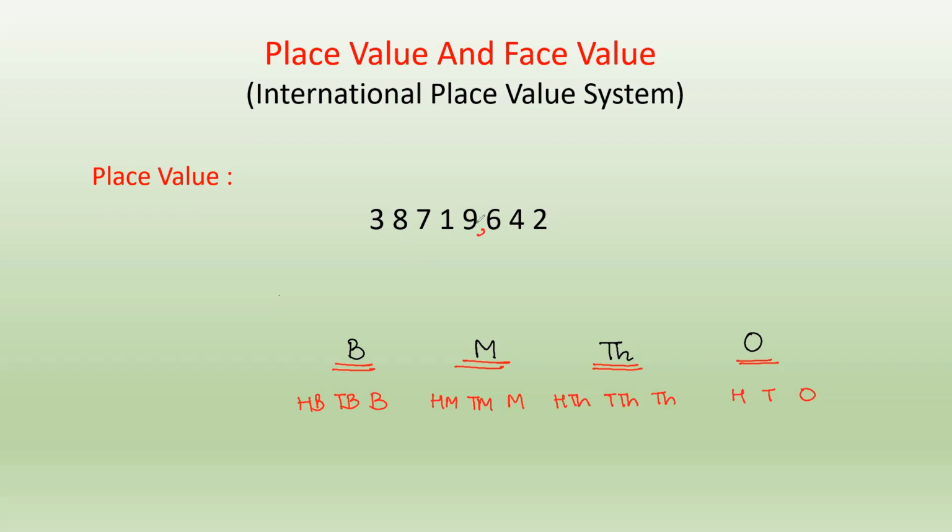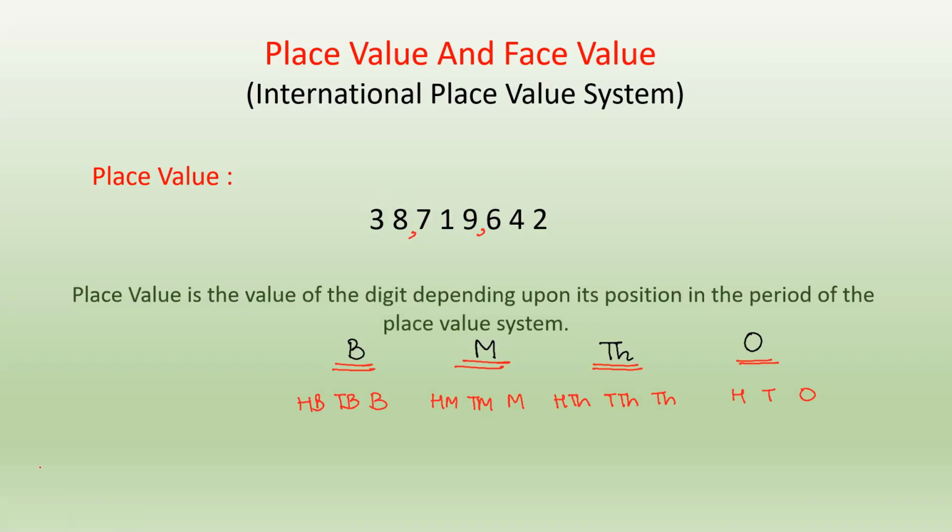Second is of thousands. Thousands also have three places. Put a comma to show that the period has changed from thousands to millions. In millions over here, we have only two places as there are only two digits over here, 38, 3 and 8. Now, let us understand what we mean by place value.